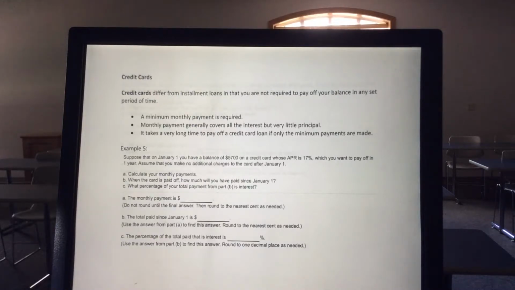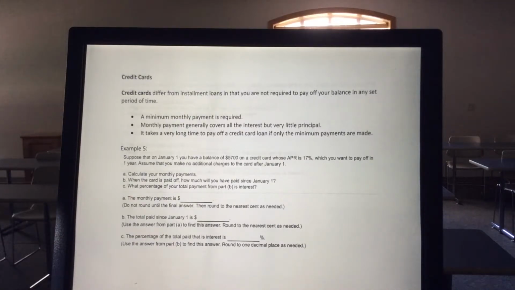And if you notice on your credit card statements, they do show that if you only make the minimum payment, it's going to take you this amount of time in months to pay off that credit card. And the interest can be outstanding.